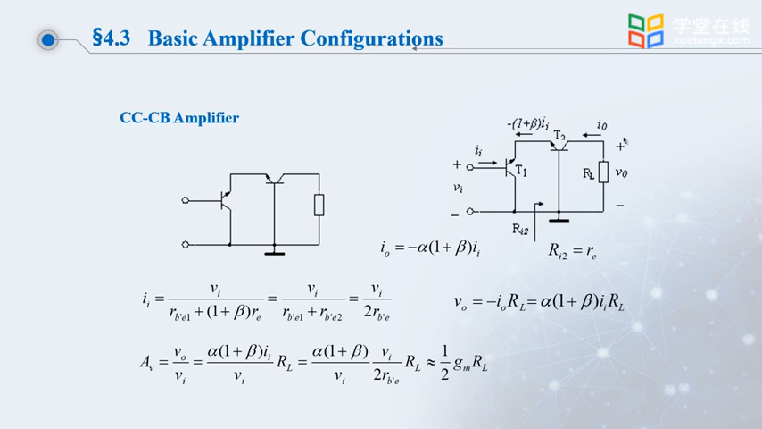Compare the output voltage with the input voltage to get the final voltage gain. As can be seen, the final voltage gain is equal to one half of the transconductance multiplied by negative resistance RL. In other words, this combination amplifier's voltage gain is one half of the gain of the first-stage common emitter amplifier. But it has the effect of amplifying in the same direction. That is, the polarities of the output voltage and input voltage are the same.